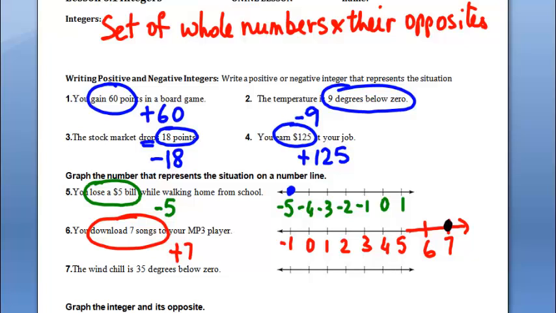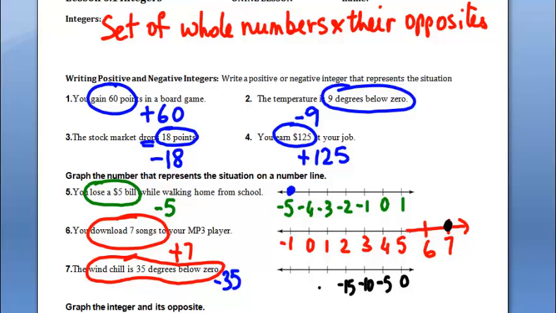The last one, the wind chill is 35 below, and that gives me -35. In this case, I'm going to go ahead and start at 0, go by 5s, so -5, -10, -15, -20, -25, -30. I'm going to extend the line a little bit, and -35.